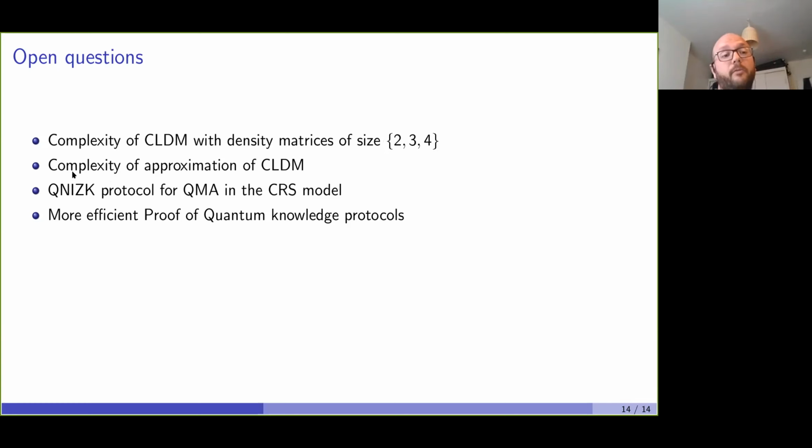Secondly, we don't know the complexity of approximating CLDM. We have seen this quantum max cut type of approximations. So can these techniques also be used for CLDM? And finally, I didn't have too much time to talk about it, but one open question is having more efficient quantum zero knowledge protocols for QMA. And with that, I'd like to finish. Thank you.